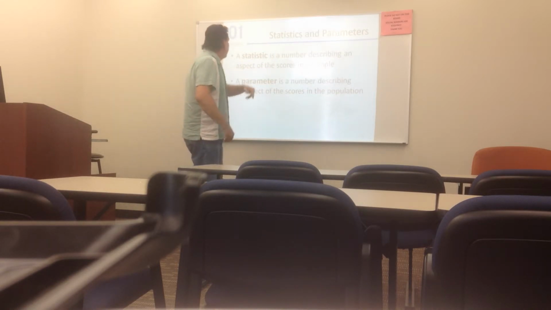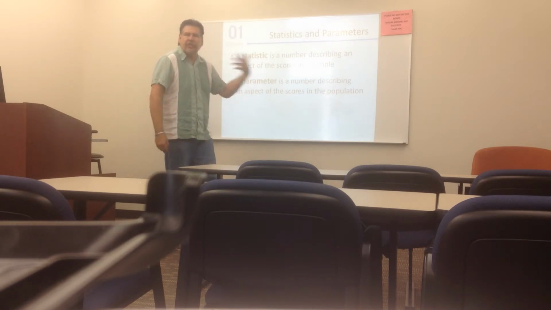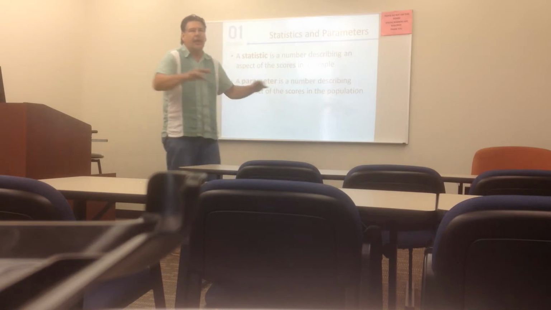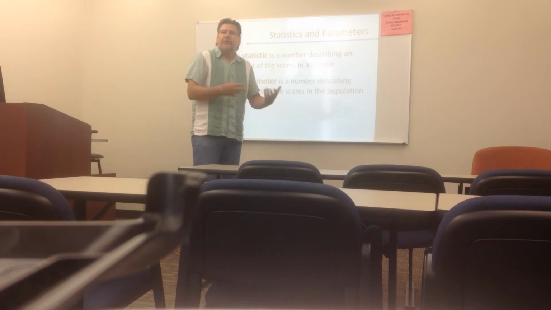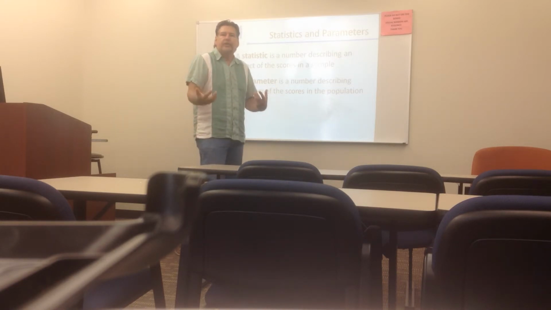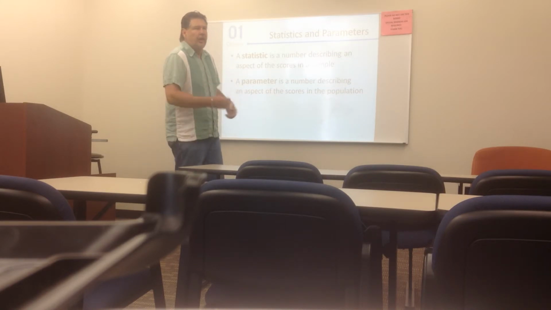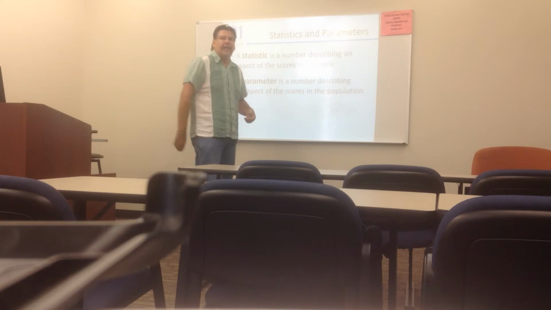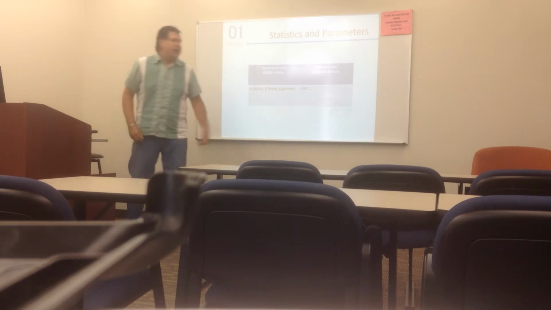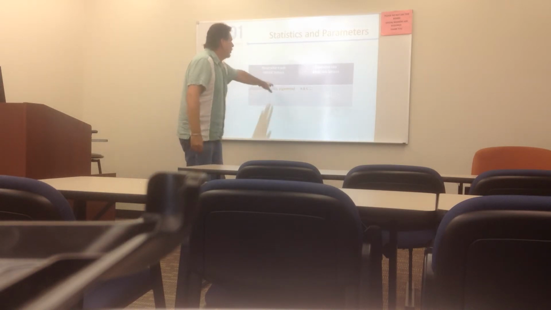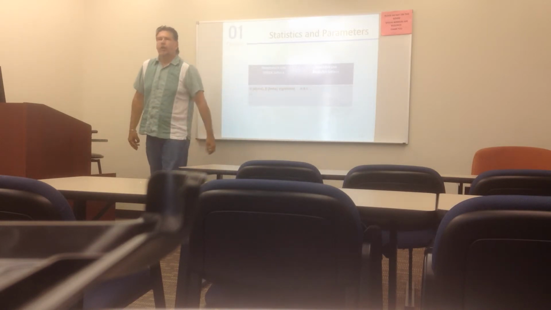A statistic is a number describing an aspect of the scores in a sample. A parameter, we're talking about the actual population. If I'm talking about a parameter, I'm talking about the population, and usually the symbols are a little bit different. We're going to be using Greek letters when we're talking about parameters, and usually we're just going to be using regular Roman or English letters for a sample. And here we go. Parameters use Greek letters, statistics use English or Roman letters.